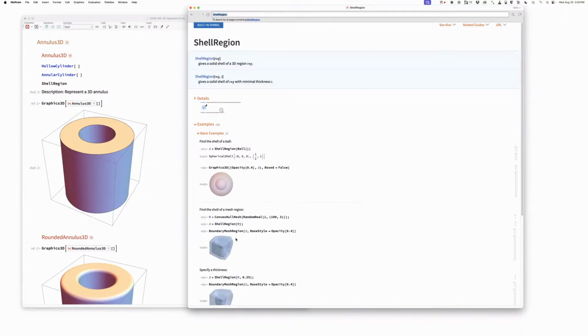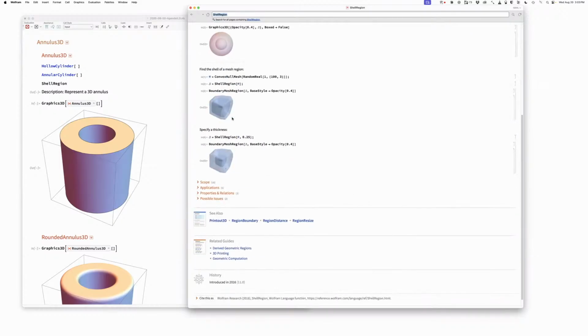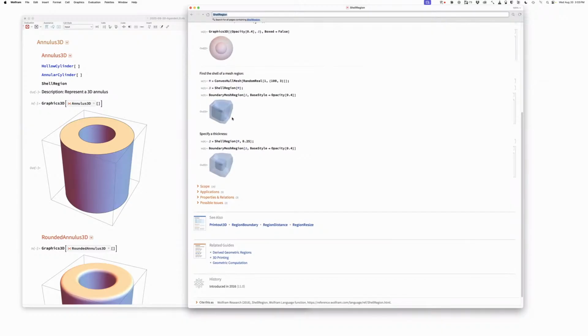What is a solid shell? I don't understand what this is doing. So why is this not convex hull? And why is convex hull not in the See Also section here?